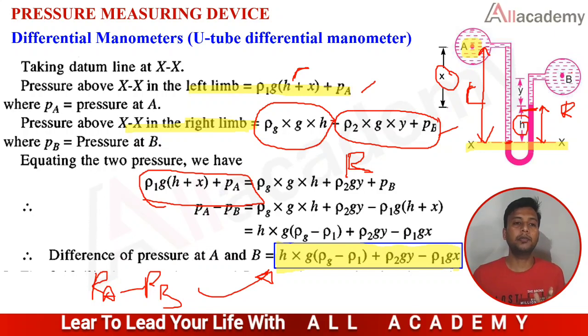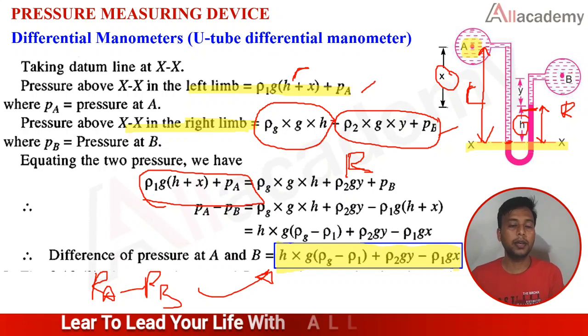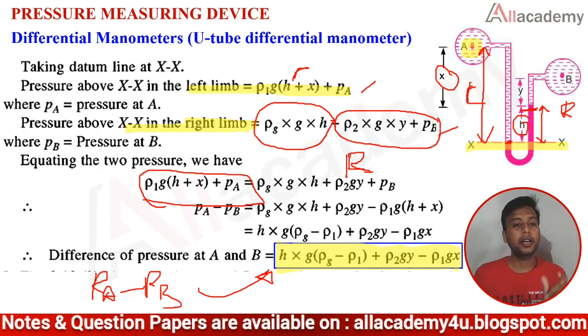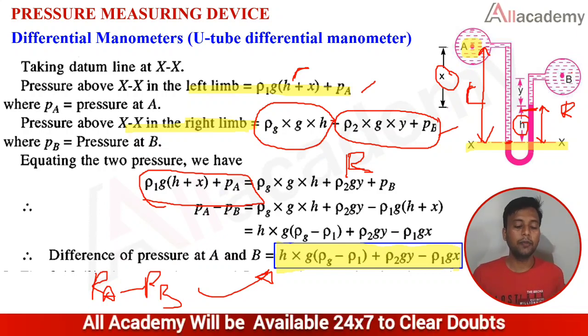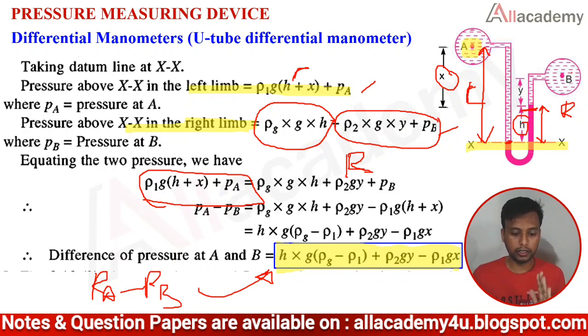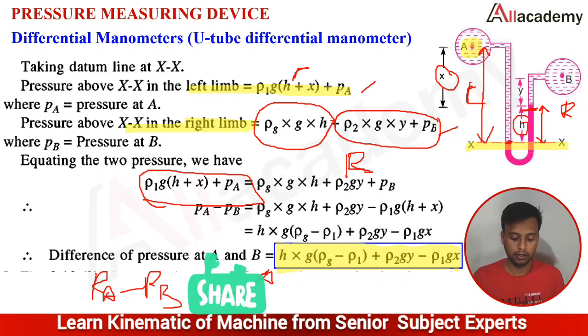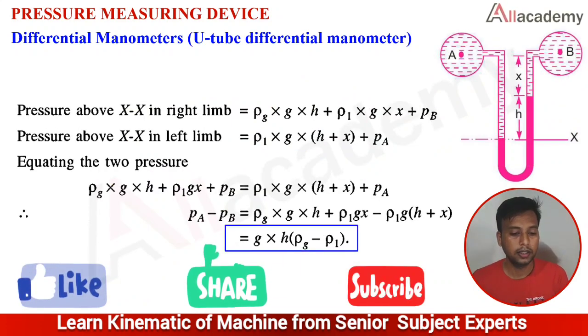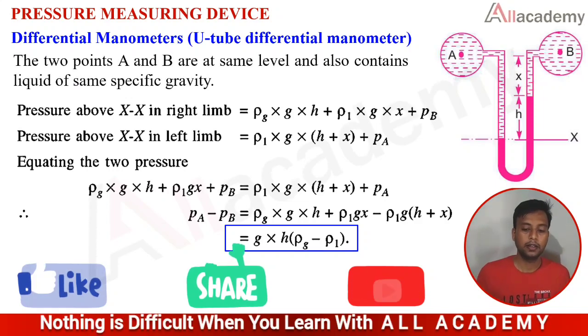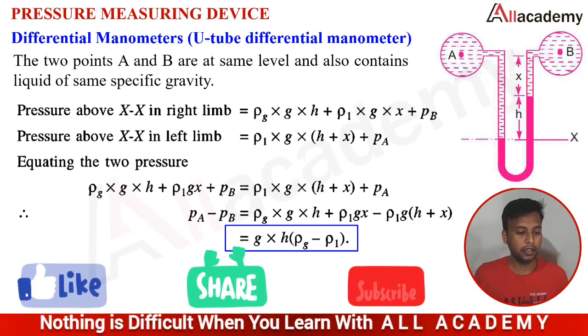Many students make a mistake, they will just calculate this one. Even though this is right, it is a difference in the pressure at A and B. In the examination, they will ask specifically for the pressure at A or the pressure at B. In that condition, you have to note down the correct given data, substitute the given pressure and identify the unknown pressure. So hope you are clear now. This is the equation that gives us the difference in the pressure between point A and point B. Understood?